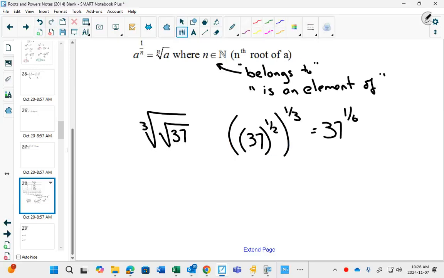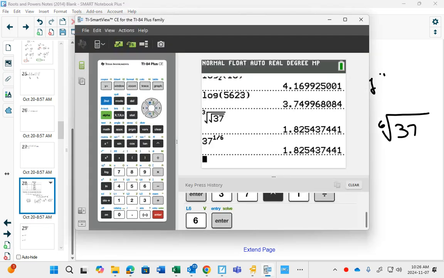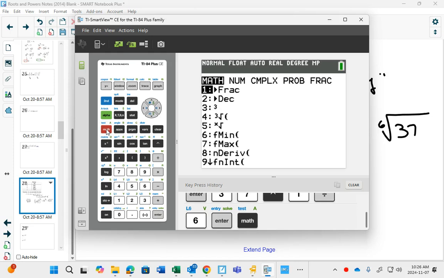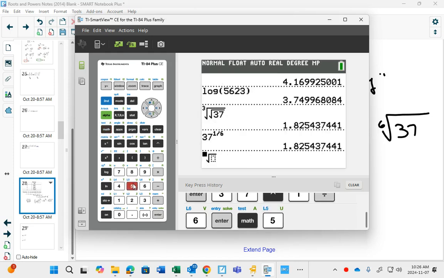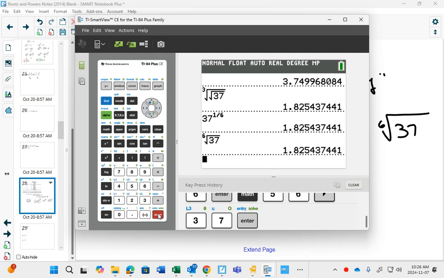But then if this is true, can you see that I could change this back to a root? That would be a sixth root of 37. So is the cube root of a square root the same as a sixth root? Let's find out. Go to our calculator, and I'm going to do the sixth root of 37 and see if I get the same answer.